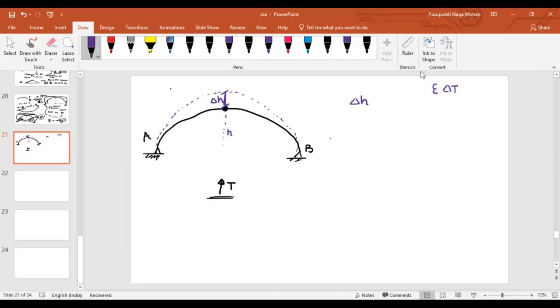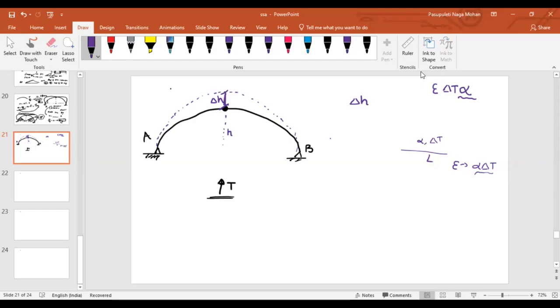In general, we have to obviously use the alpha, isn't it? Yes, sir. If we consider a bar of length L with thermal expansion coefficient alpha, and there is a change in temperature delta T, what do you think the strain happening in the system is? Alpha into delta T. This is the strain happening in the system.